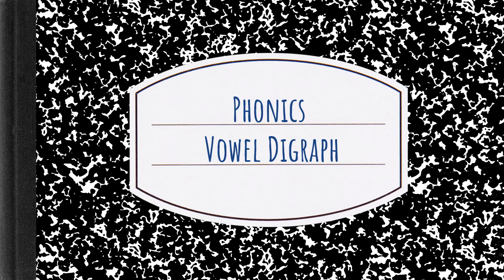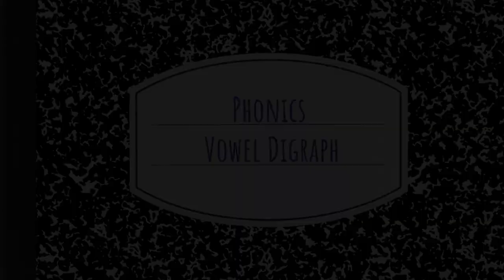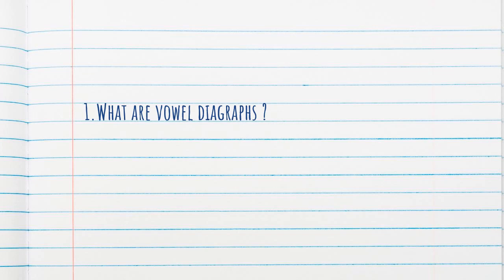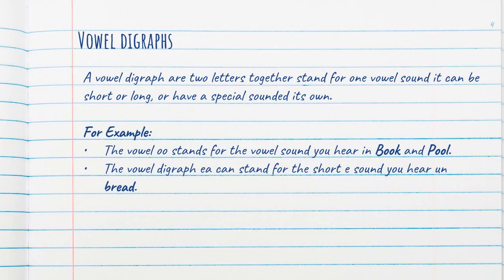Today we're going to see vowel diagram. What are vowel diagrams? A vowel diagram is two letters together. It stands for one vowel sound. It can be short or long, or have a special sound on its own.